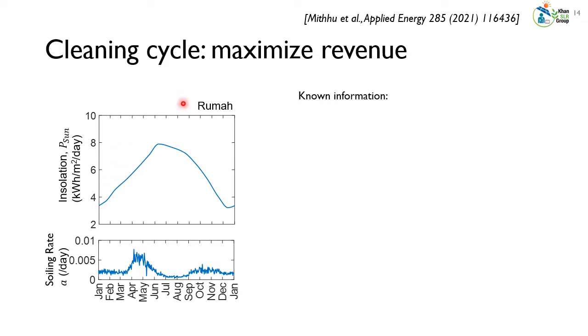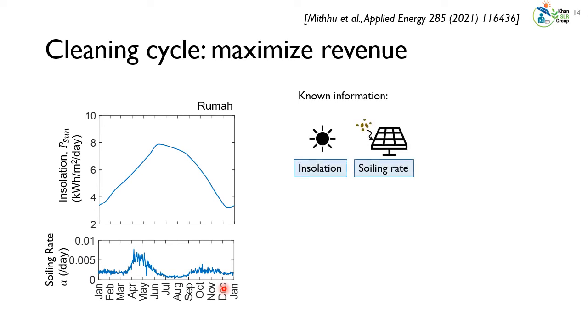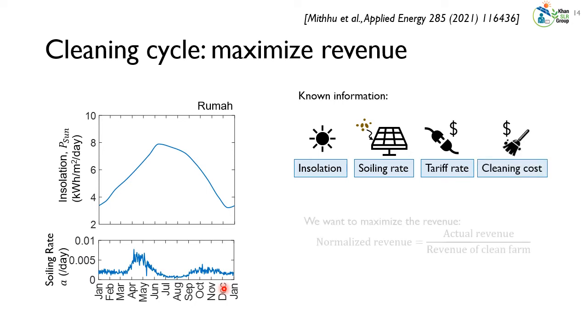For example, in Ruma in Saudi Arabia, this is the insolation, and you also have the soiling rate of the whole year. So the known information are insolation, soiling rate, you of course know the tariff rate, and the cleaning cost of the farm. The goal is to maximize the revenue, or in our case, we maximize the normalized revenue.